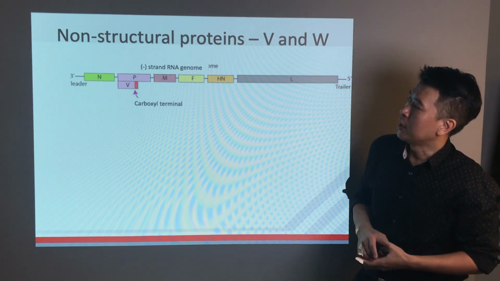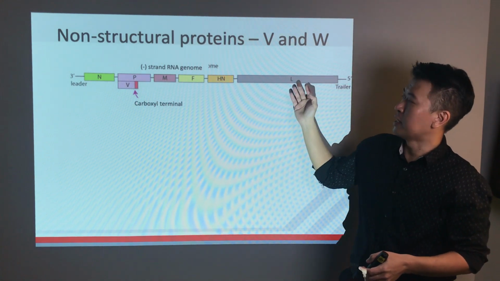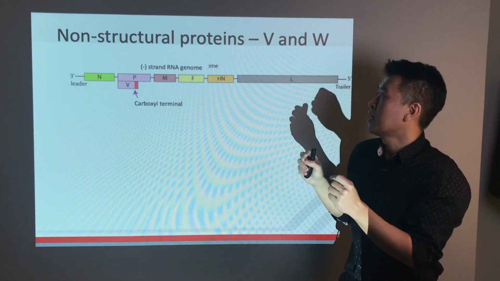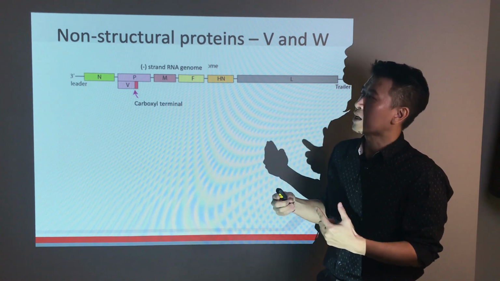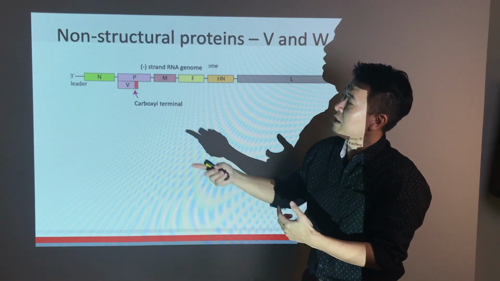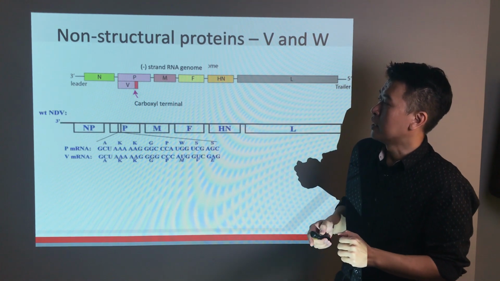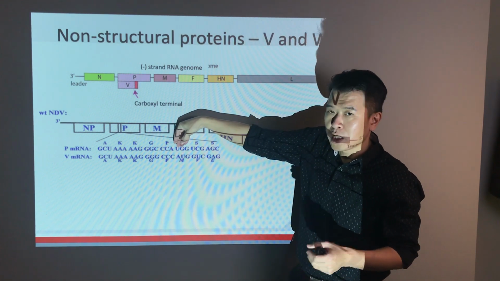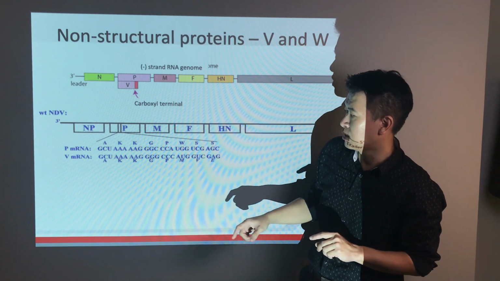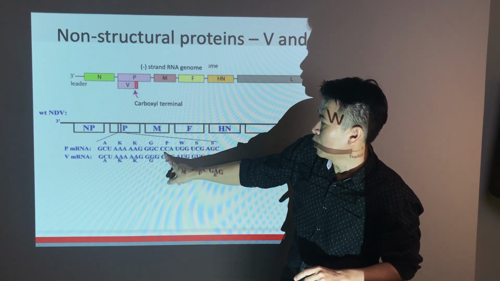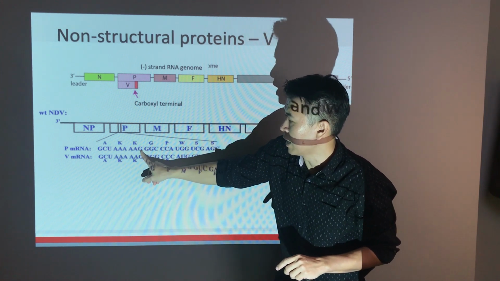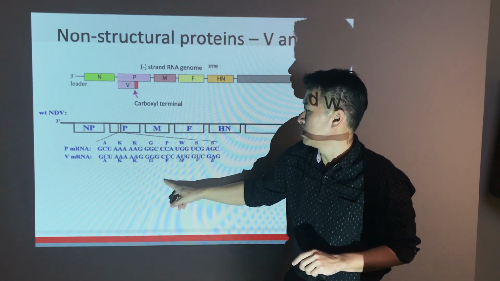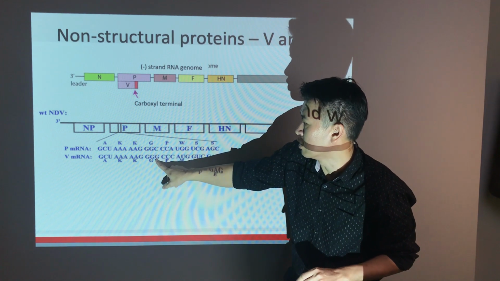Okay, so what we see here is NP, P, M, F, HN, and L gene. During the transcription of the mRNA for the P gene, what happened here is that during synthesis, the polymerase recognized a region of the P gene, AAA, AAG, alright? They recognize this sequence, and after this sequence, they added an additional G.